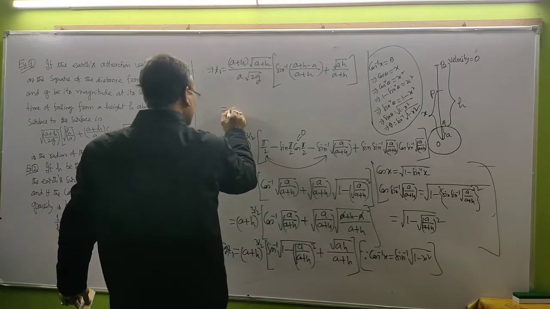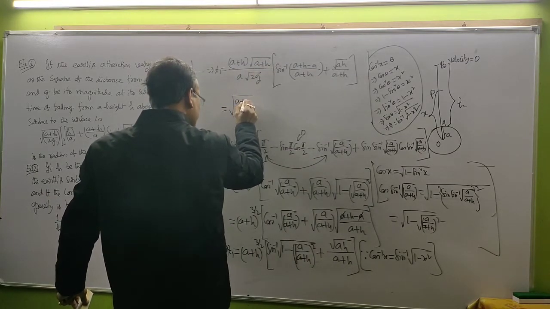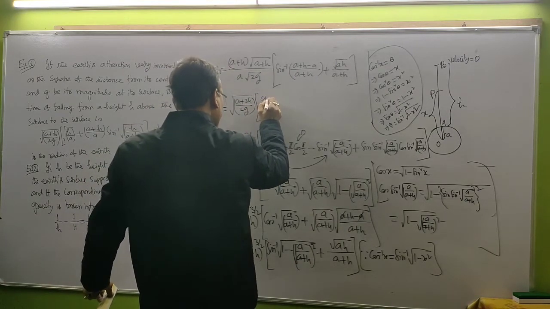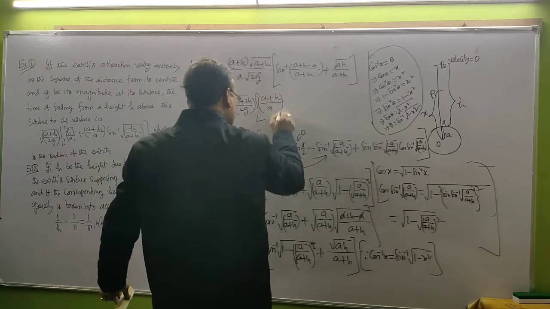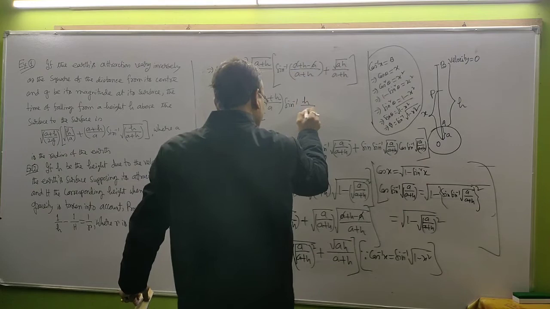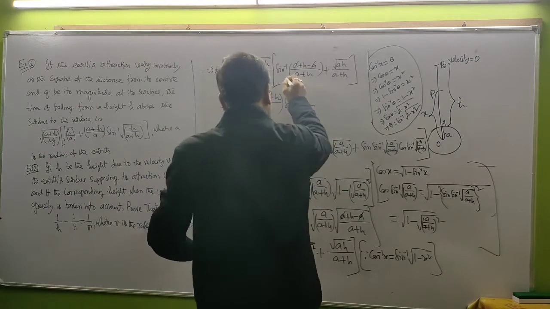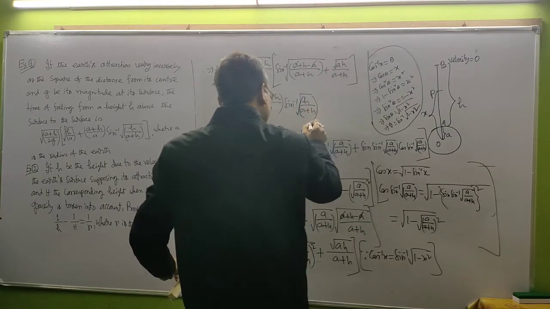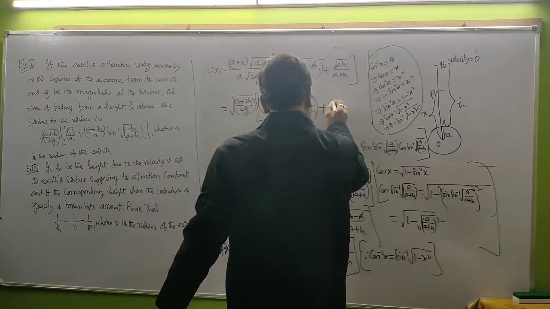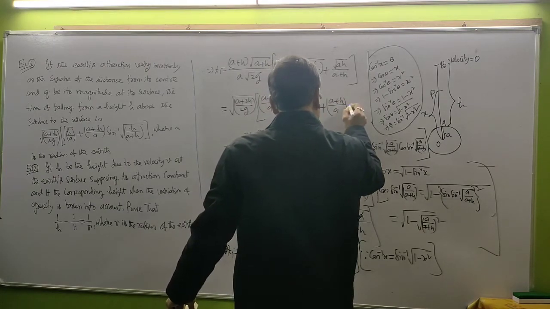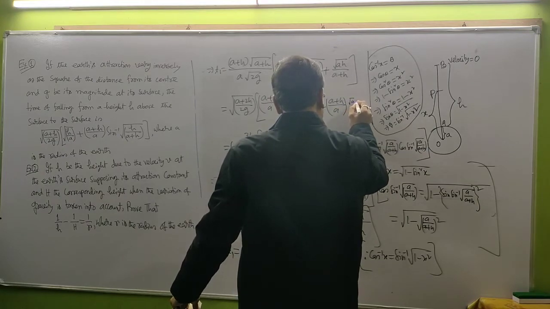This is equal to root over A plus H by twice g. Take it common, and you may write A plus H by A, sin inverse, this A will be cancelled, H divided by A plus H, of course it is under root, plus A plus H divided by A, root over AH into root over H divided by A plus H.